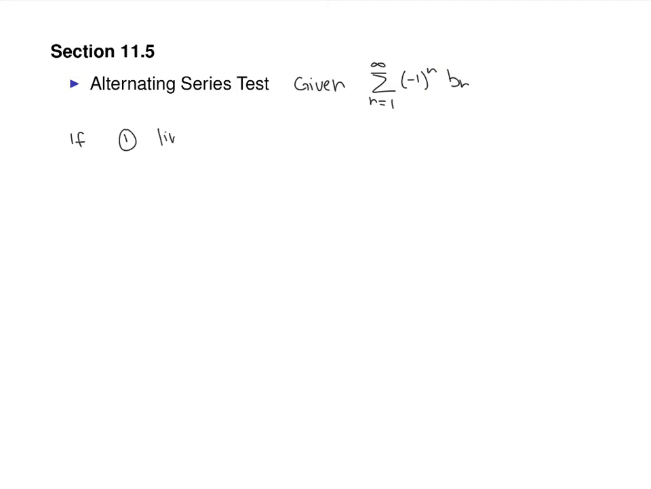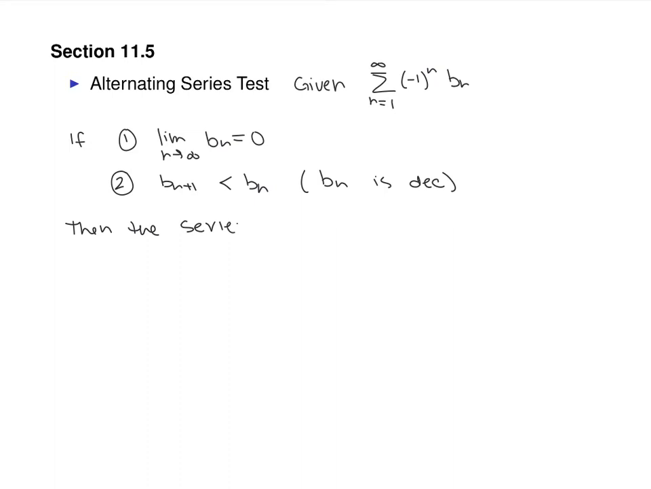if two conditions are met. Condition 1, the limit as n goes to infinity of those bn's is 0. And condition 2, bn plus 1 is less than bn. That's saying that the sequence of bn is decreasing. If those two conditions are met, then the series converges.